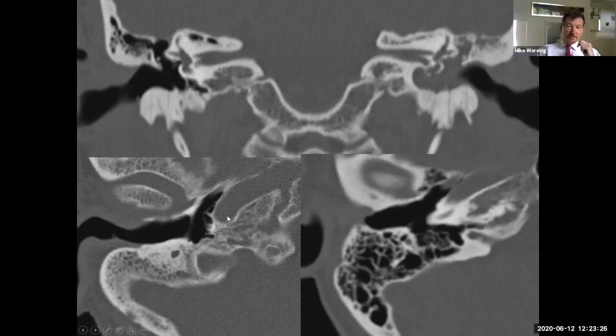And again, the other reason why you might want to do a CT scan is to look at the extent of pneumatization. So here's an ear with, there's the TMJ. This is relatively low down in it. There's the drum, and there's the facial nerve. And this is really not very pneumatized at all. Whereas in this ear, you've got a lot of pneumatization.